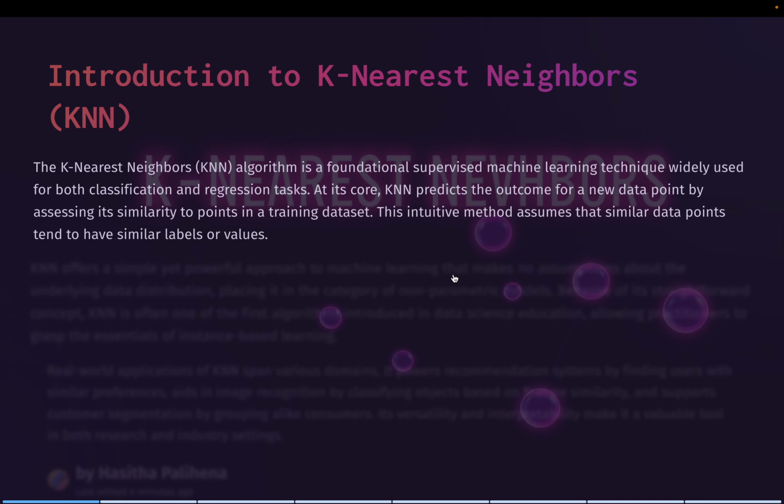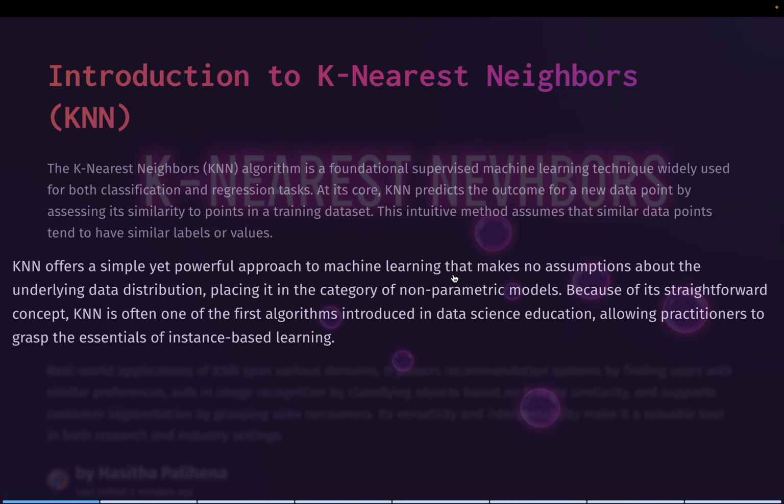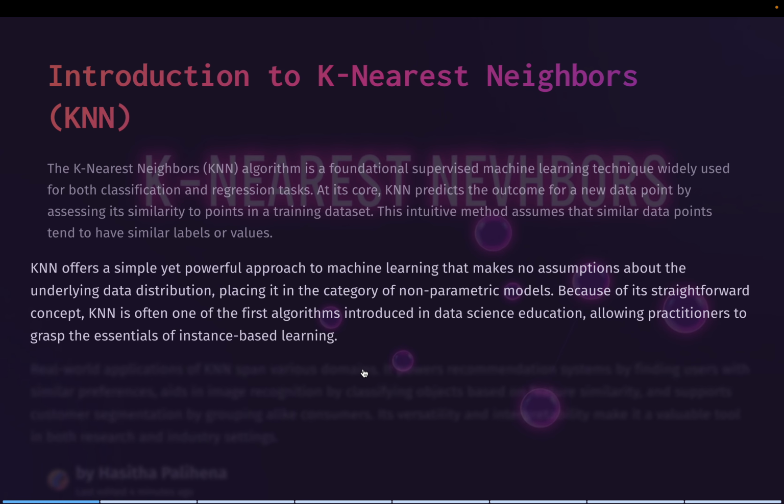The intuitive method assumes that similar data points tend to have similar labels or values. So KNN offers a simple yet powerful approach to machine learning that makes no assumption about the underlying data distribution, placing it in the category of non-parametric models. Because of its straightforward concept, KNN is often one of the first algorithms introduced in data science education, allowing practitioners to grasp the essentials of instance-based learning.